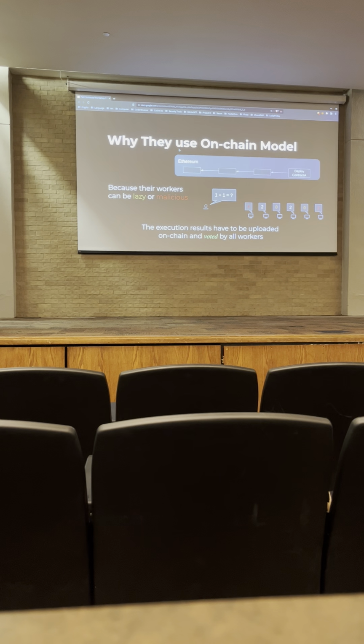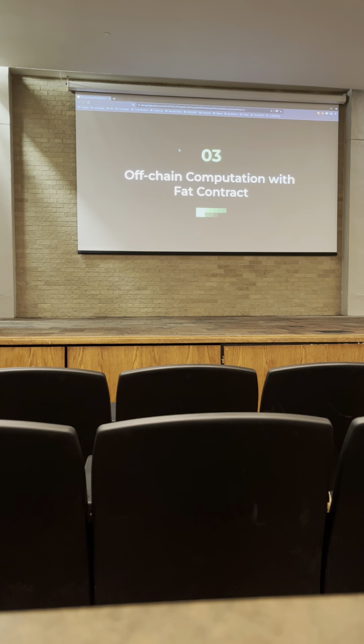So this is a description of why they use an on-chain model. Just to give a high-level overview, most workers on Ethereum could be lazy or malicious, so the execution results will be uploaded and voted on by all the workers, so they can come to consensus and have the same view of the state of the blockchain. And this is why we can do it off-chain: because of our secure enclave workers that are off-chain. We have confidentiality and integrity, usually utilizing the trusted execution environment.